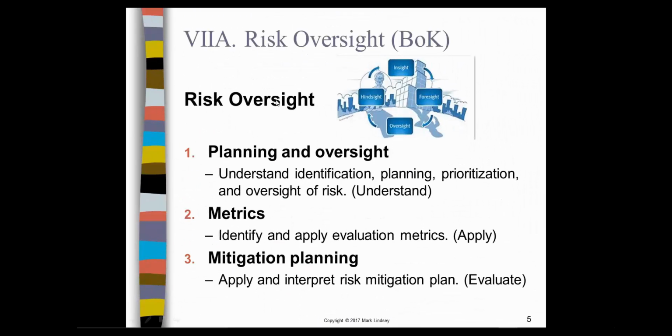So on risk oversight, the body of knowledge has 3 parts. There's planning and oversight. So you have to understand identification, planning, prioritization, and oversight of risk. Level of cognition is understand. And then metrics, which is another term for performance measures. So to be able to identify and apply evaluation metrics, the apply level. And then mitigation planning. So apply and integrate risk mitigation plan. And evaluate, which means, choose wisely.